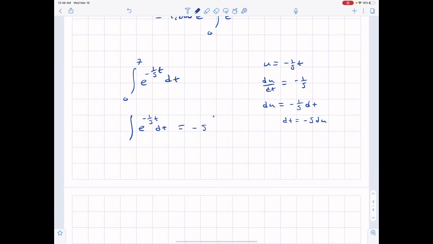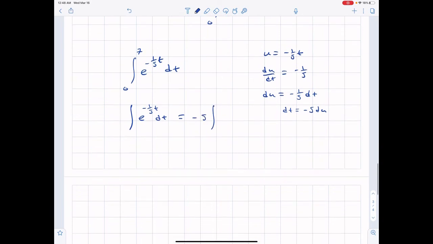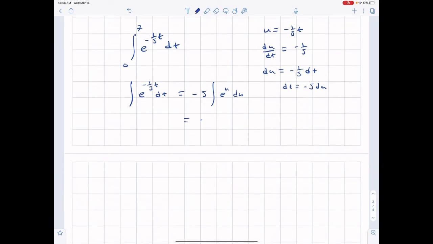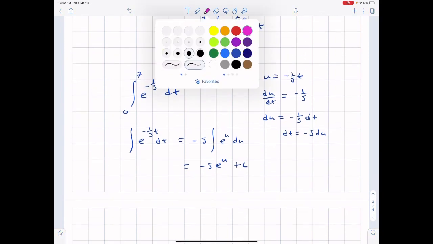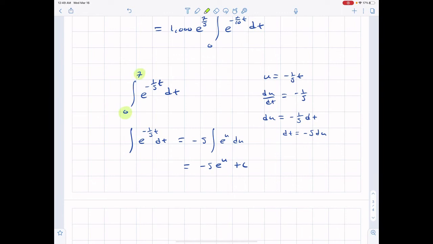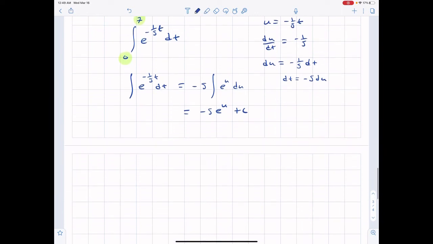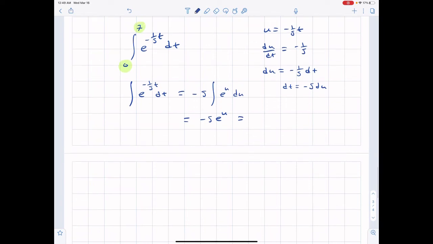So this is negative 5 times the indefinite integral of e to the u du, or just negative 5 e to the u, because e to the u is its own derivative, so it's its own antiderivative, plus a constant. Since we're doing a definite integral, the constants are going to cancel, so I don't have to worry about that. I can just unsubstitute the u, put back in the negative 1 over 5 t, so this is negative 5 e to the negative 1 over 5 t.